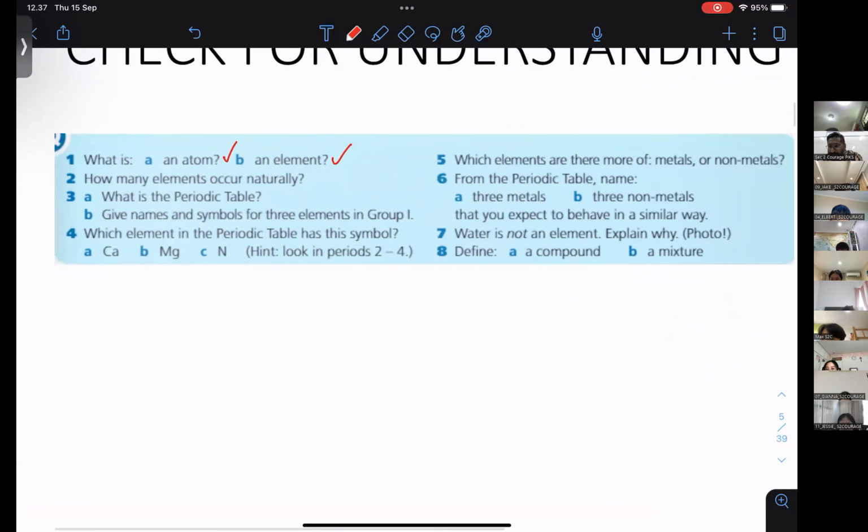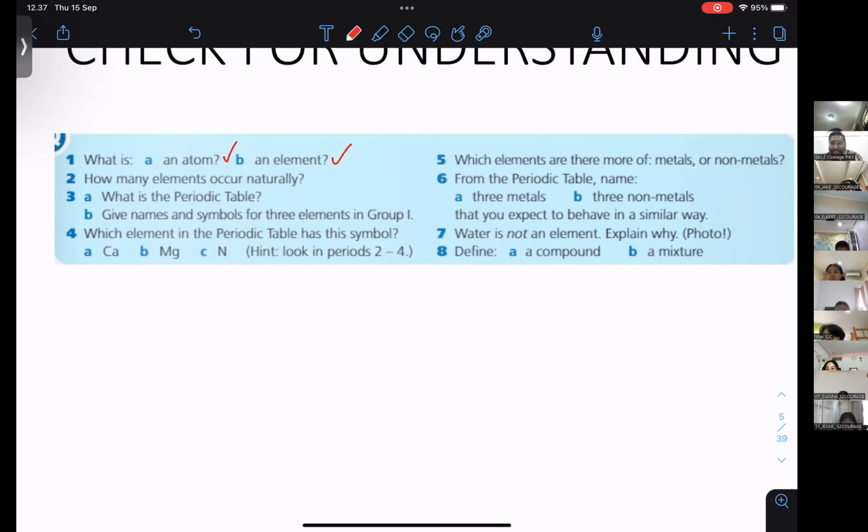How many elements occur naturally? See whether you remember this number or not. Michelle? Michelle C? You guys can hear me or not? Or you guys are actually hearing Spotify or what? Kayla, can you tell me?